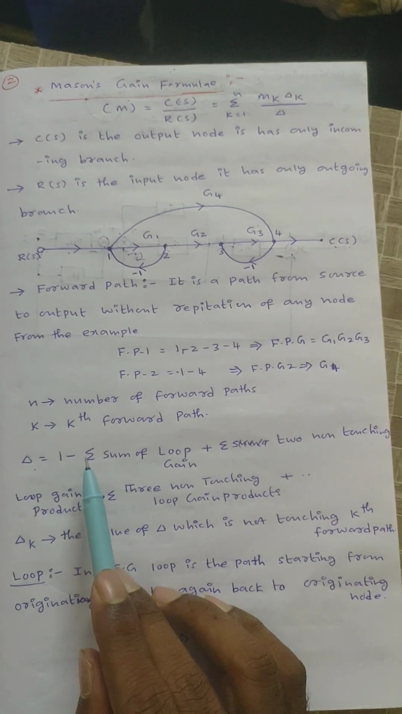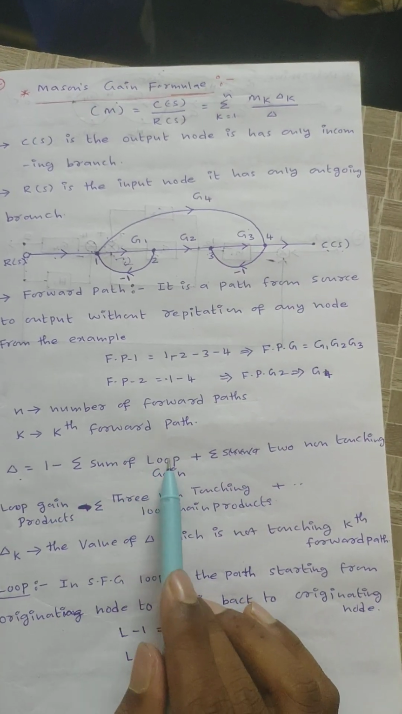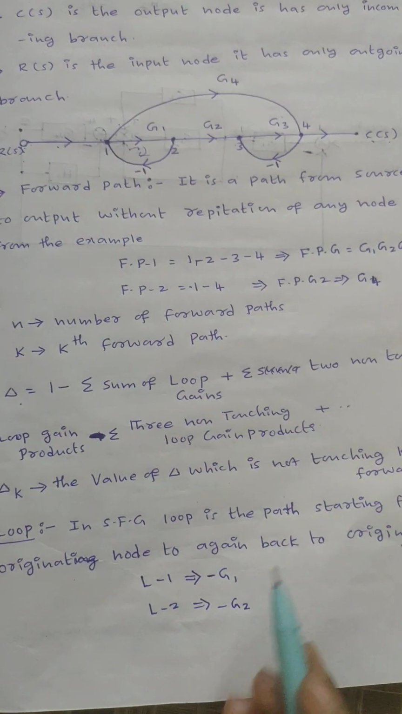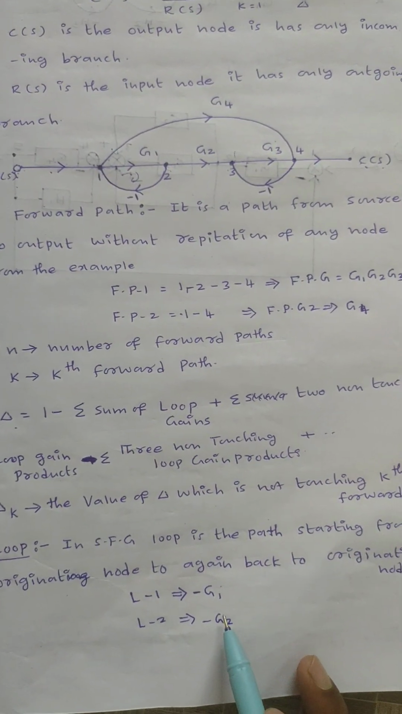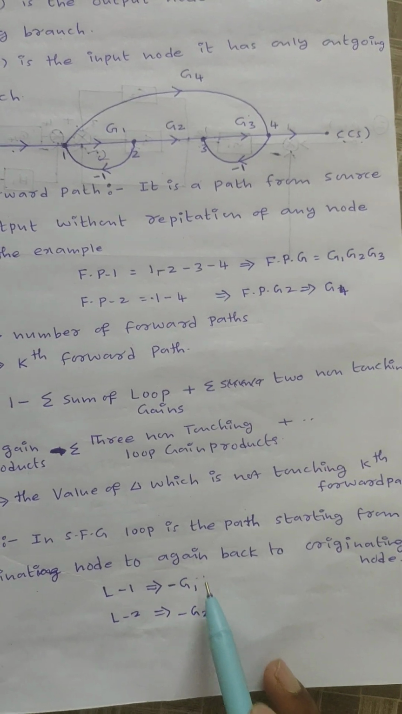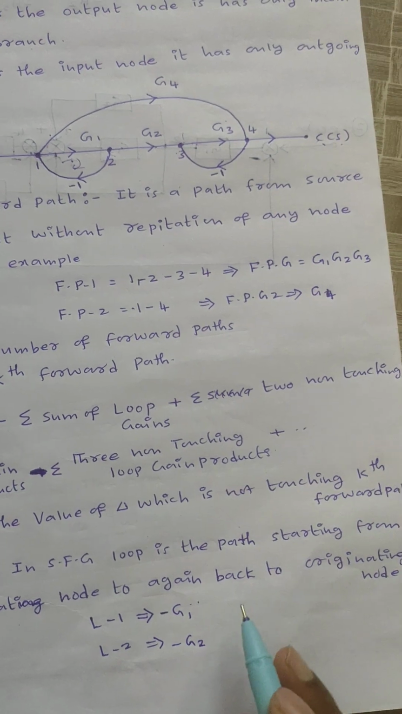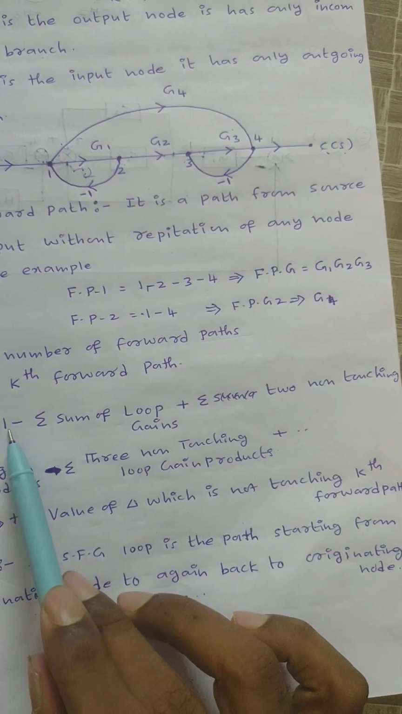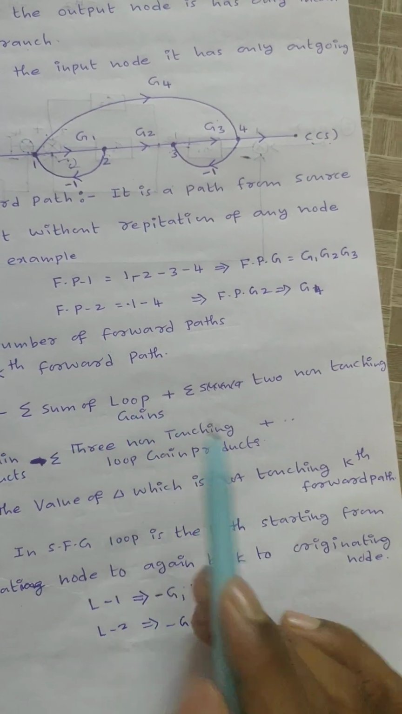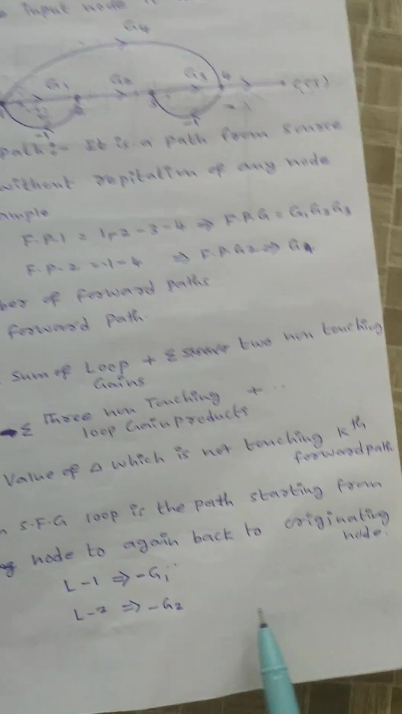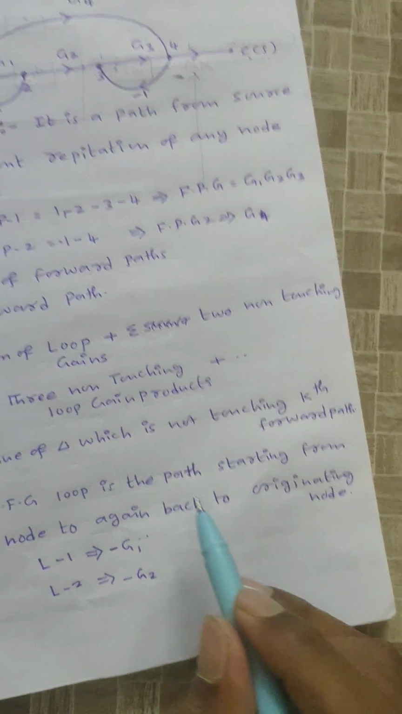What is my delta? Delta is equal to 1 minus sum of loop gains. How many loops are there? L1 and L2. L1 value is minus G1, L2 value is minus G2. So the formula is delta equals 1 minus sum of loop gains, that means 1 minus (L1 plus L2).